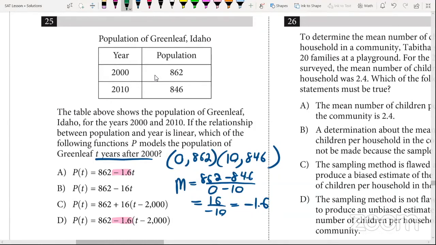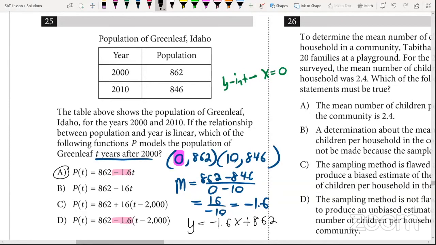Now, are we being given a slope and an intercept, or a point and a slope? Well, the y-intercept, which is the b in the slope-intercept form, is when x equals 0. And right here, we do have x equaling 0. So we can call 862 our y-intercept. So in y equals mx plus b, we have y equals negative 1.6x plus 862, which is exactly like choice A. They're using t and they're writing it with the 862 first, but it's the same thing.